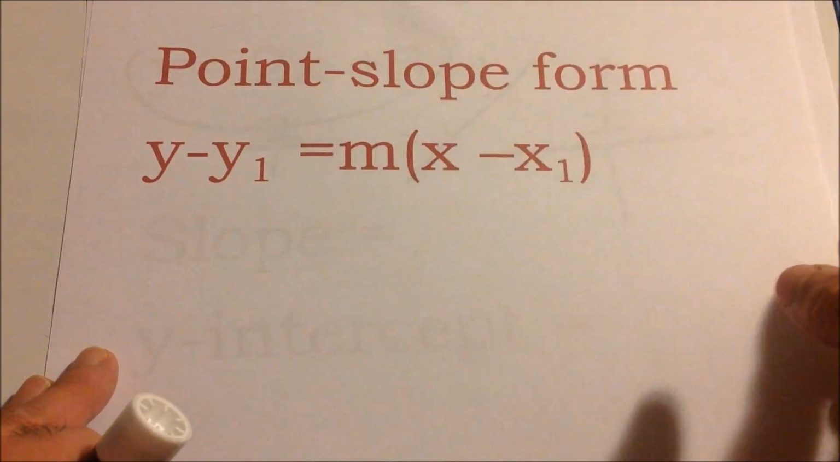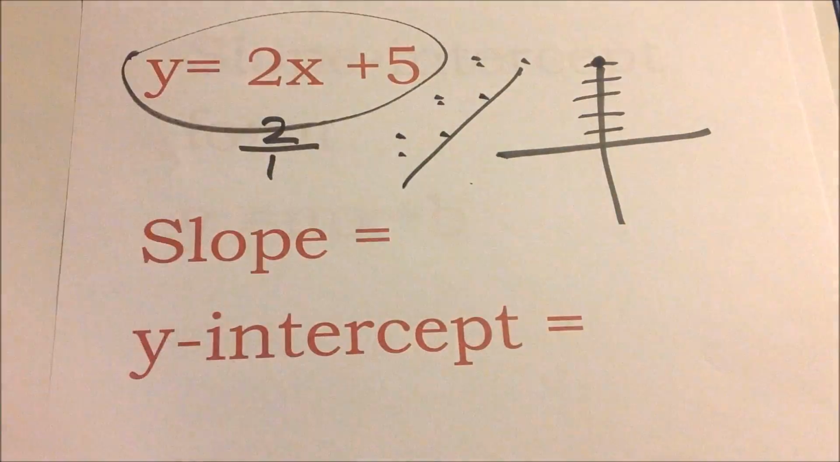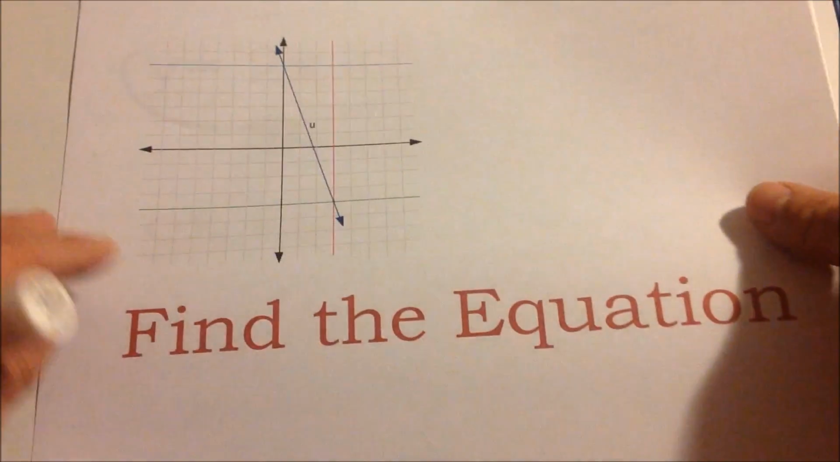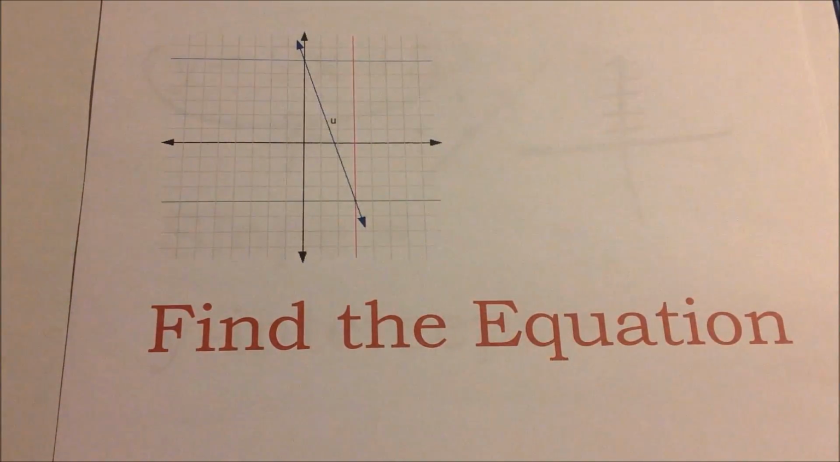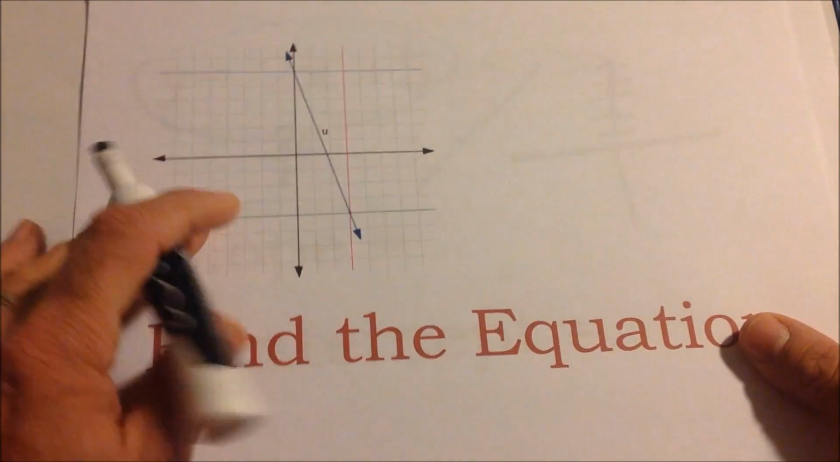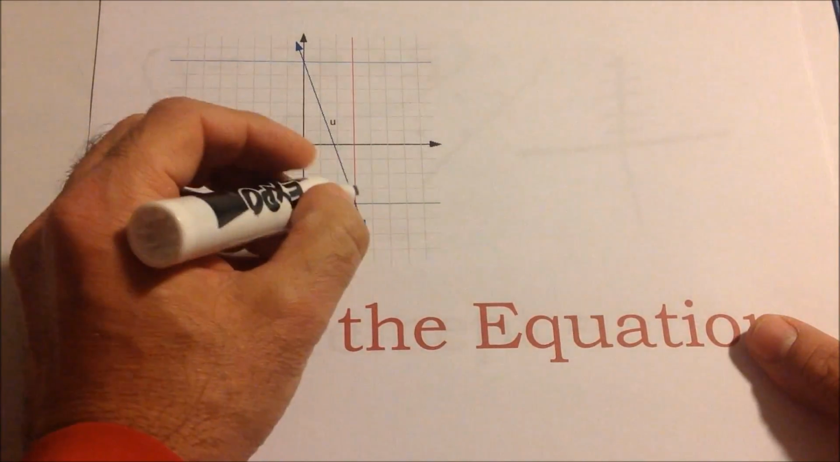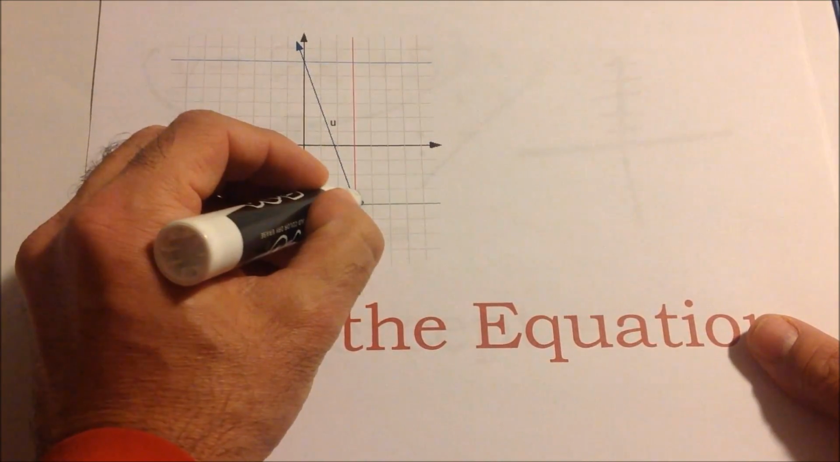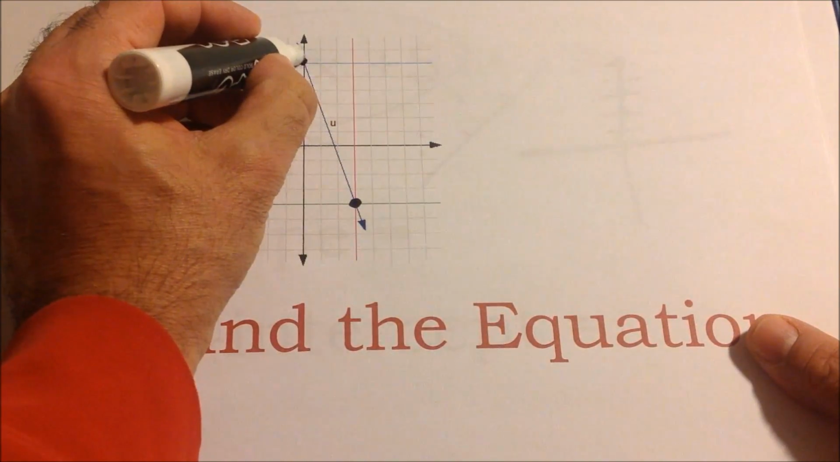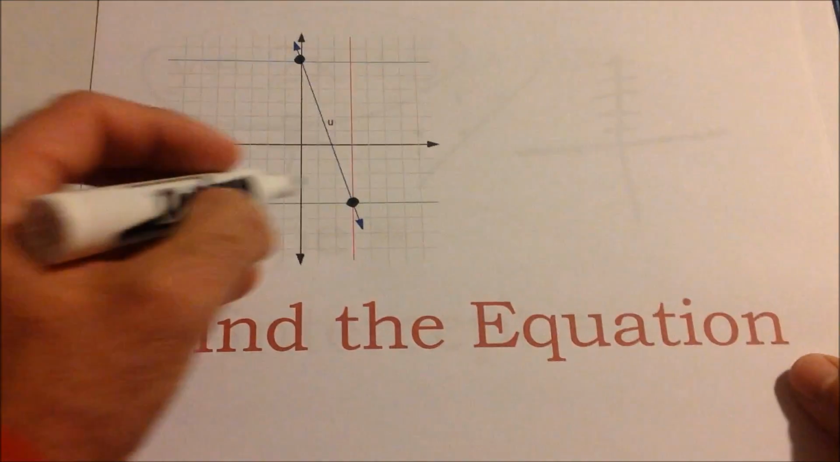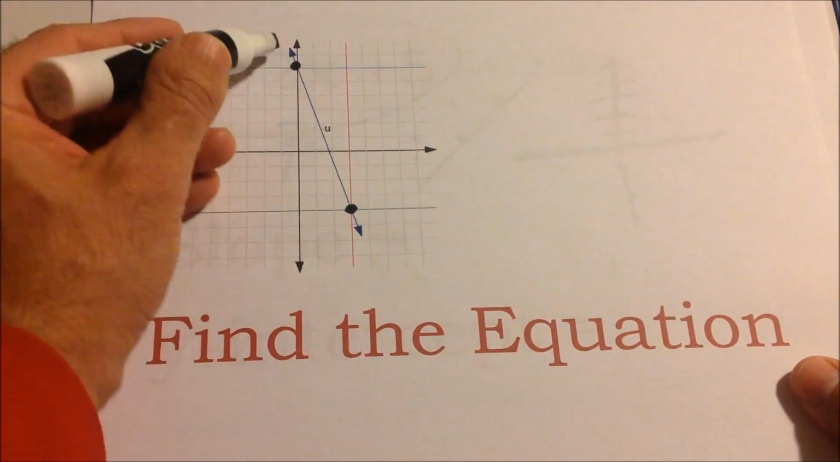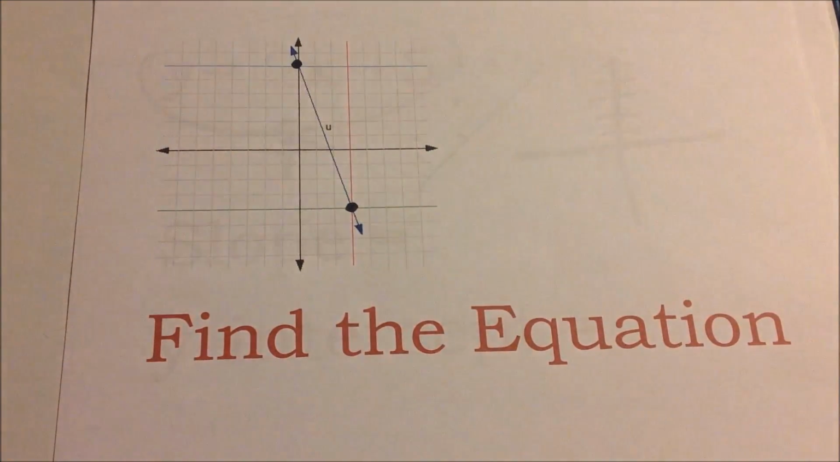So let's look at a graph. We have a graph here, and you might not be able to see this. So we're just looking for points on the graph, and you want points that land right on the grid lines. So you want integers. You don't want to really deal with anything that's not an integer. So I just circled these 2 points, and now we can try to find our equation.